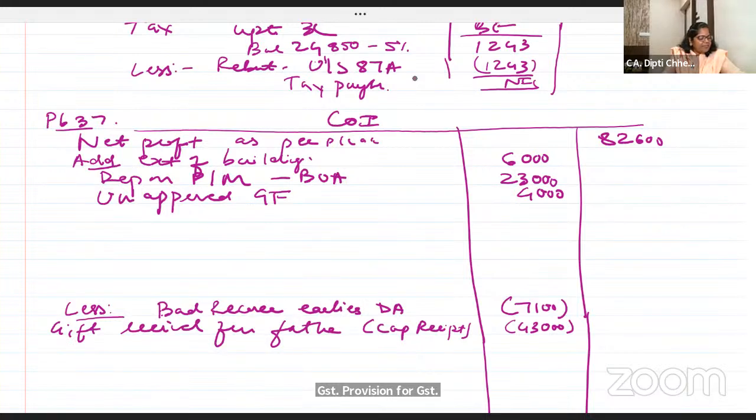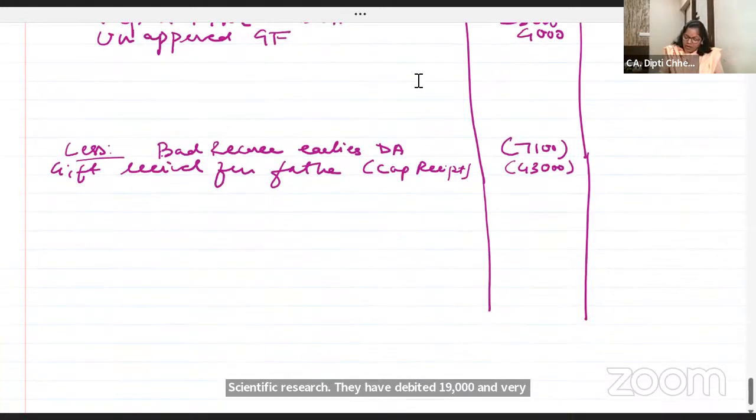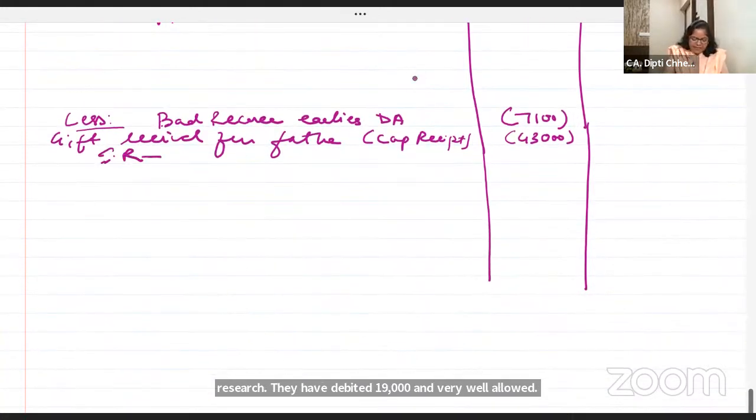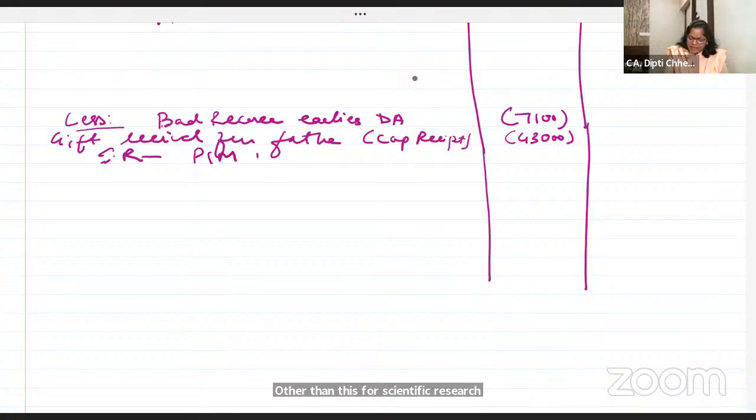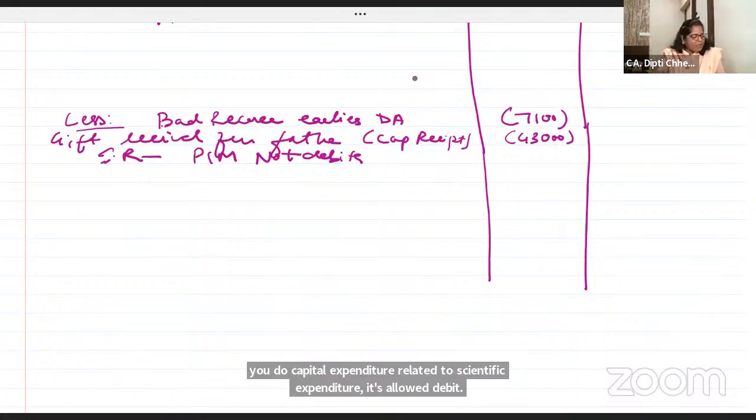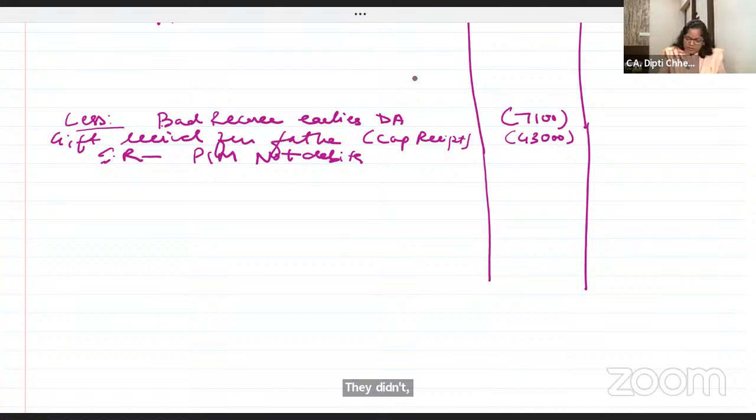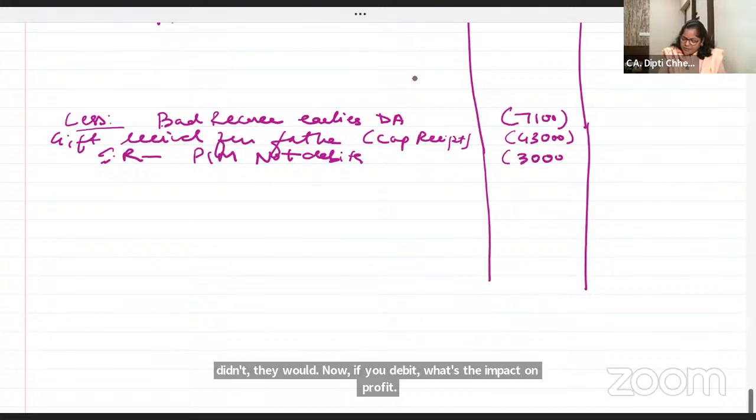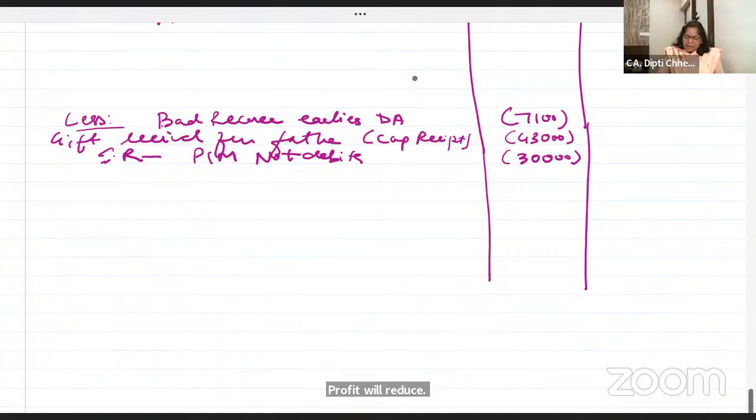Payment to approved scientific research allowed. आ जाओ. Scientific research, they have debited 19,000 and very well allowed. Other than this, for scientific research, they have purchased a plant and machinery, not debited. If you do capital expenditure related to scientific expenditure, it's allowed, debit. They didn't debit. Now, if you debit, what's the impact on profit? Profit will reduce by 30,000 because you have done a capital expenditure for scientific research.